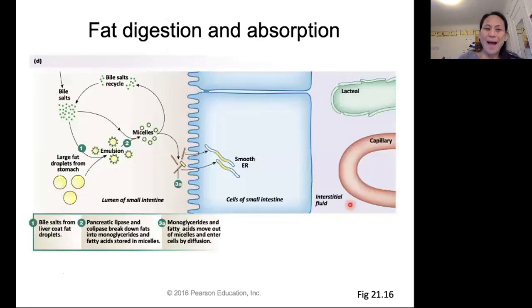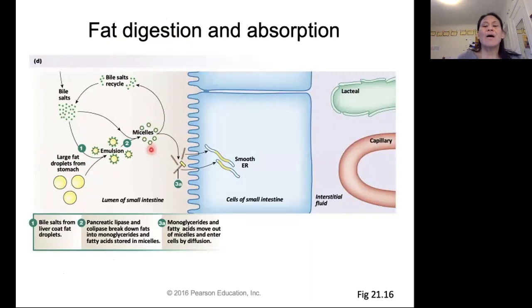All right, back to this process of fat digestion and absorption. Again, I want to remind you, we had our large fat droplets. We made them into smaller fat droplets with the help of bile salts. And then we took the triglycerides in there, broke them down into monoglycerides and fatty acids, and stored the products of that in these even smaller fat droplet type things called micelles.